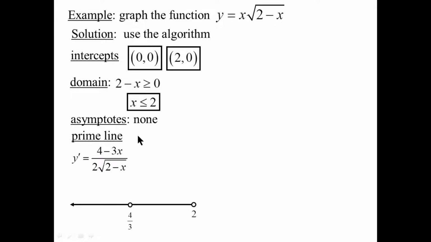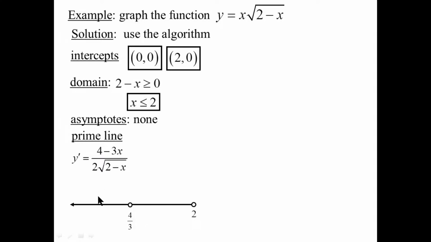Setting that derivative equal to 0, we get 4/3 and 2. Notice how this particular prime line doesn't have an arrow on the end here because its domain stops at the number 2. That's why there's a 2 here on the end. And the only critical number comes from setting 4 minus 3x equal to 0 and solving, because when you set the prime equal to 0, you set the numerator equal to 0 and solve, and x turns out to be 4/3.